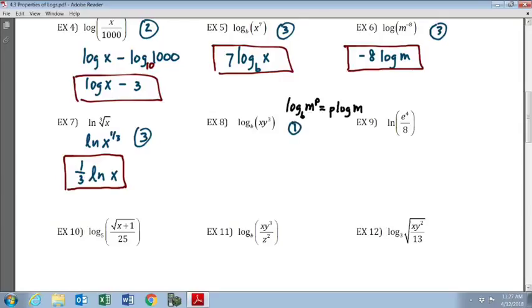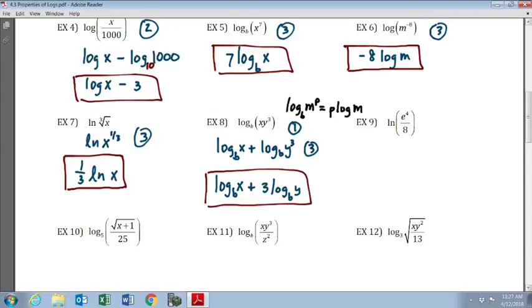All right, so we're going to use the first property, the product rule. So we can write this as a sum of logs, log base b of x plus the log base b of y cubed. And then you'll notice we have the y cubed there, so now we can move that 3 using the power rule. So we're going to get the log base b of x plus 3 times the log base b of y.